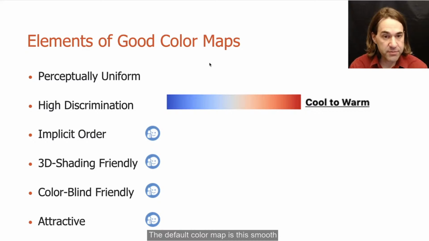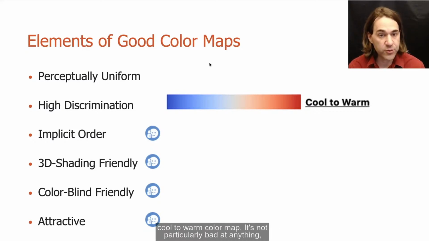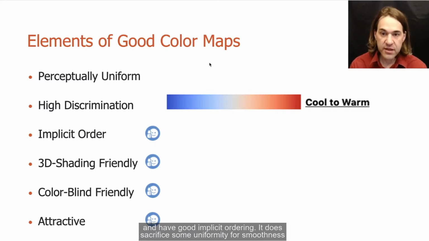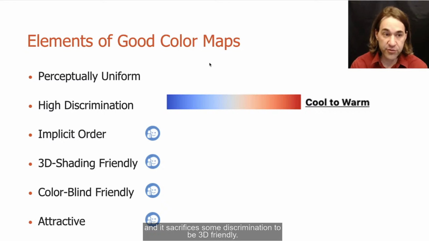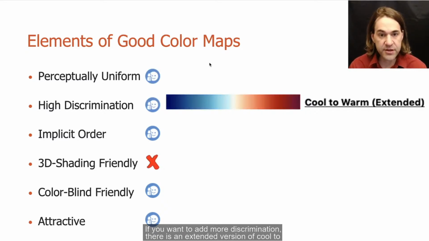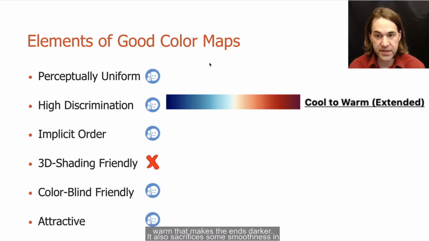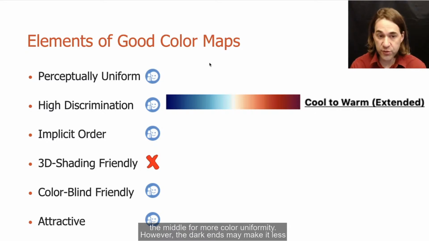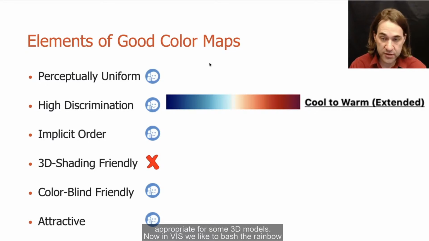The default color map is this smooth cool to warm color map. It's not particularly bad at anything, but it's designed to be particularly 3D friendly and have good implicit ordering. It does sacrifice some uniformity for smoothness, and it sacrifices some discrimination to be 3D friendly. If you want to add more discrimination, there is an extended version of the cool to warm that makes the ends darker. It also sacrifices some smoothness in the middle for more color uniformity. However, the dark ends may make it less appropriate for some 3D models.